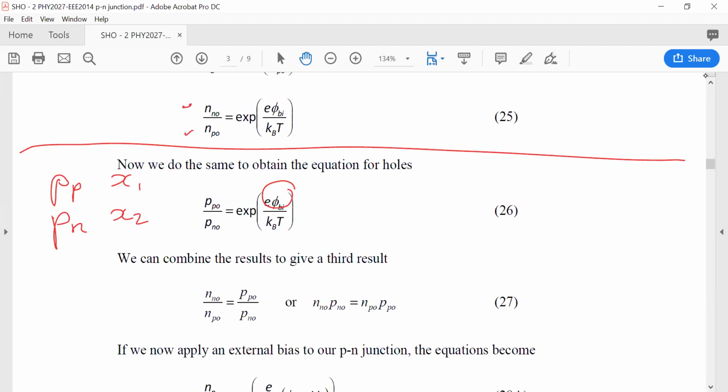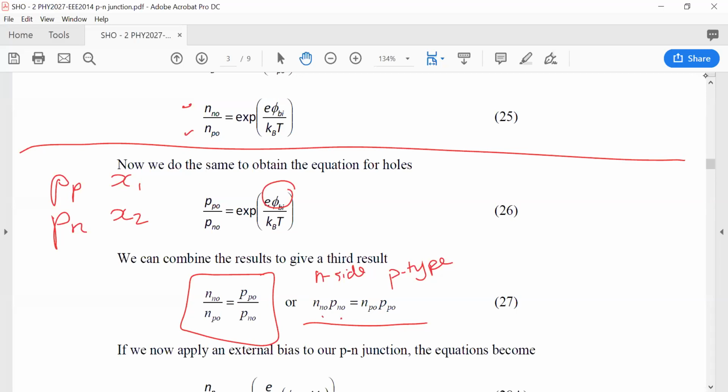You can see that the right-hand side of the equation, the exponentially dependent term on the barrier height, is the same for both electrons and holes. The ratios are the same for the electrons and holes. And so you can combine these results to give you equation 27, which is this, or more commonly, you can just change the way that that's written, to show it's really the mass action law again, to show that the number of carriers in the N side, on the left-hand side here, is the same as the total number of carriers on the P side, on the right-hand side here.